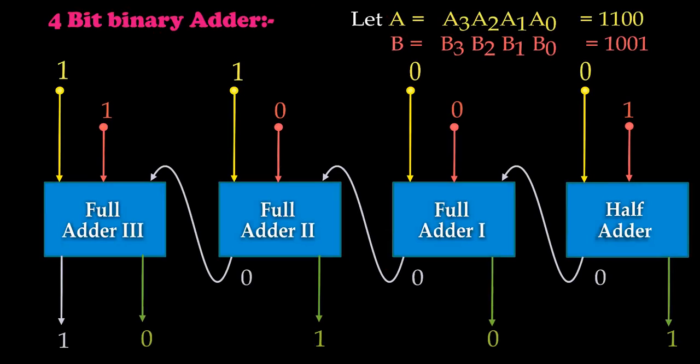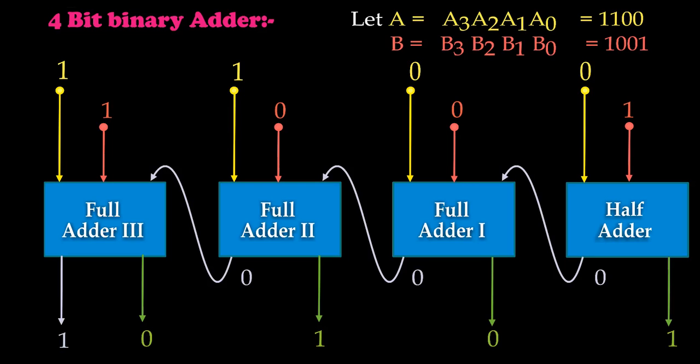Let us see if A bits A3, A2, A1, A0 are 1100 and B bits B3, B2, B1, B0 are 1001. These bits are to be added. So A data will be 1100 and B data will be 1001. Starting from the LSB, there is a half adder. So 0 plus 1 will show 1 as the sum and 0 will be the carry. This carry is added to the next bit. So inputs of the first full adder will be 0, 0, 0. Output of the first full adder will be 0 and 0.